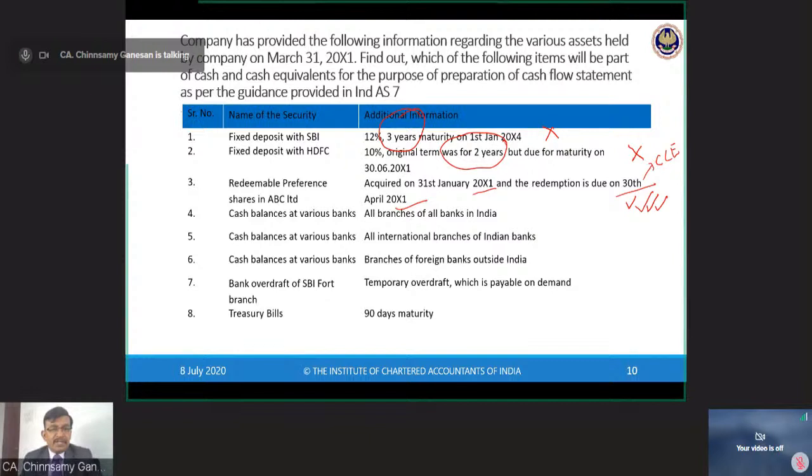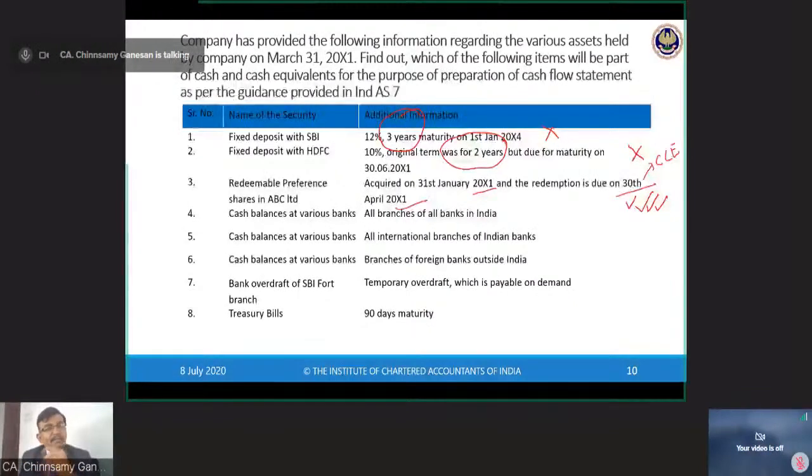Even though it's a preference share capital, it is not convertible preference share capital. It's a redeemable preference share capital. That means it can be converted easily into cash, the original maturity is 3 months, it is highly liquid, with no significant risk of losing on realization. So it meets the criteria of all the cases.